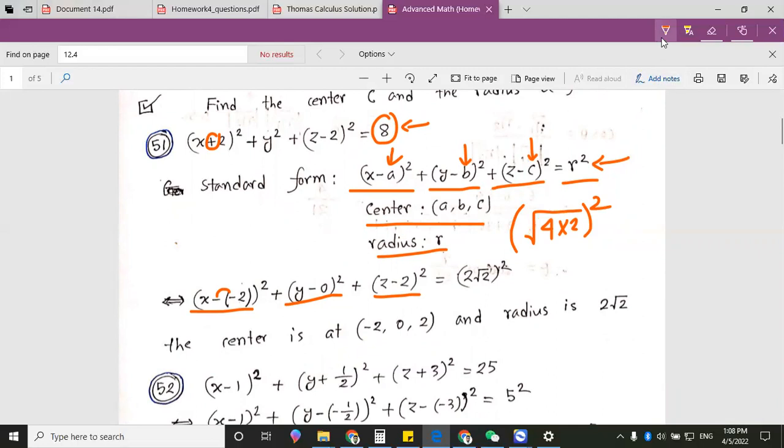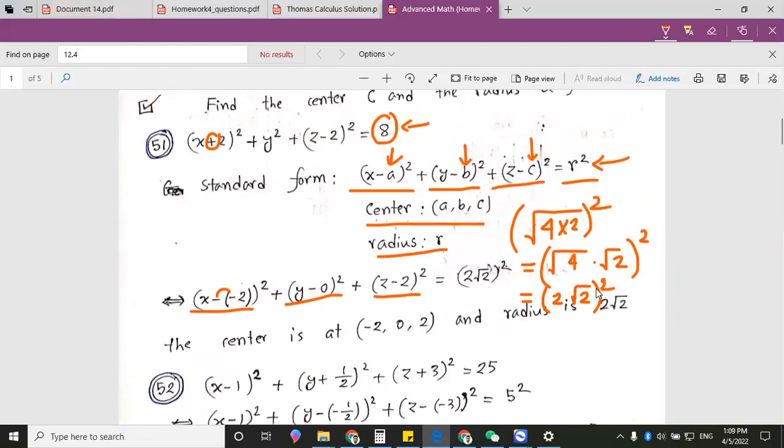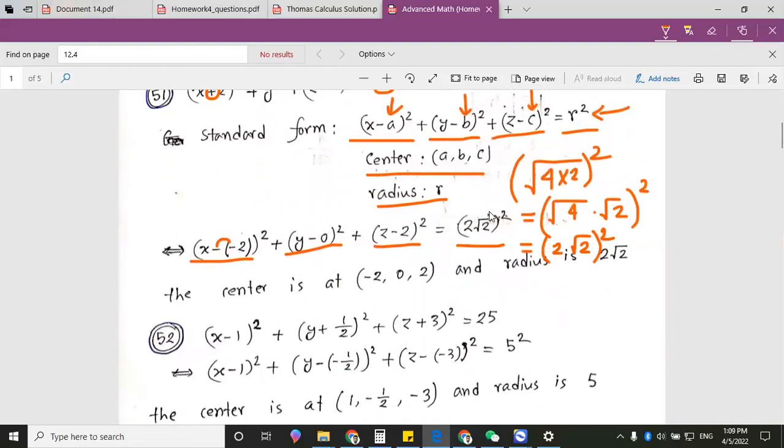So here, if you look this way, root over 4 and then root over 2, and on the outside we have a square, right? Root over 4 is equal to 2, and then we have root 2 here, so 2 root 2, and then we have the whole square on the outside. So the answer is 2 root over 2 whole square. We can see our value of r, that means our radius, is 2 root over 2.